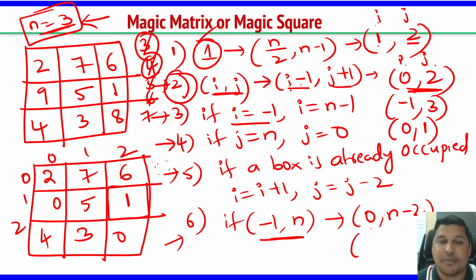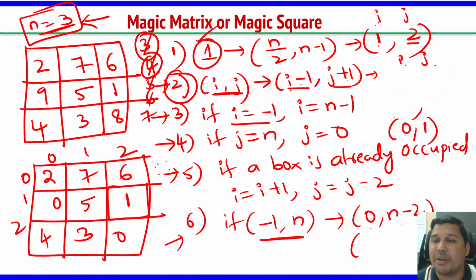Okay. Next, what is the next number? 8 I have to fill. What is the rule here? Where was the previous number filled? Previous number was filled at 0 comma 1. If the previous number was filled at 0 comma 1, the new number should be at location I minus 1, that is 0 minus 1, minus 1, j plus 1, that is 1 plus 1, 2. Now I and j are minus 1, 2. See, I is minus 1.